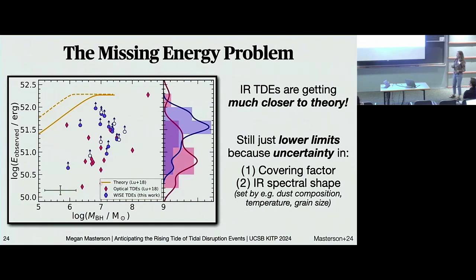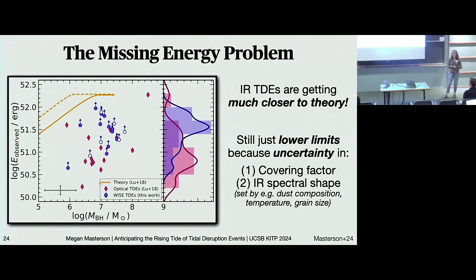For example, we don't know what the dust composition is. We don't really know what its temperature is. We have a good guess, but it is highly dependent on the assumptions that you make. We don't know what the grain size is, et cetera. And because we don't know those things, this is the best we can do with that integrated energy right now. The other thing that we don't know is the covering factor, because we don't often have any optical emission to compare to.